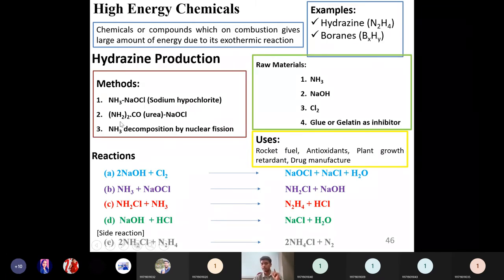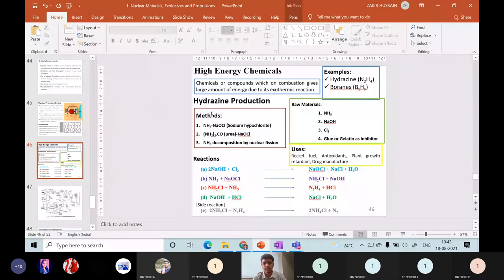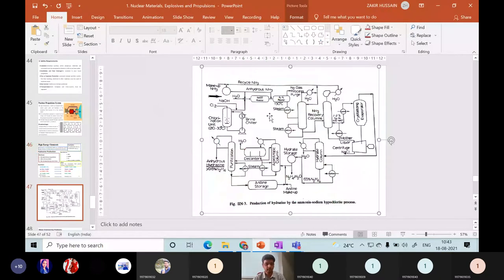You need not bother about the remaining two methods. Why? Because they are not commercialized and no surplus amount of urea is available. That's why we are not going to study the second and third methods in detail. Only the first method we are going to study in detail. Now we will see in detail what that flow sheet is, how this is going to happen, in the OneNote itself.